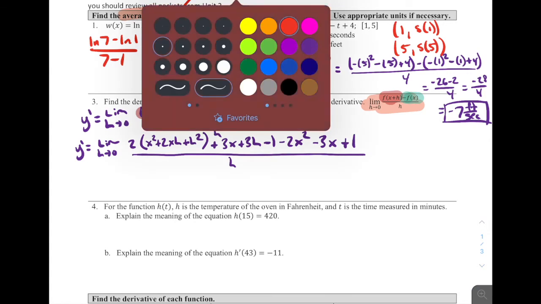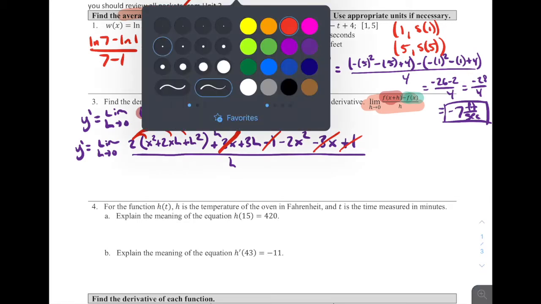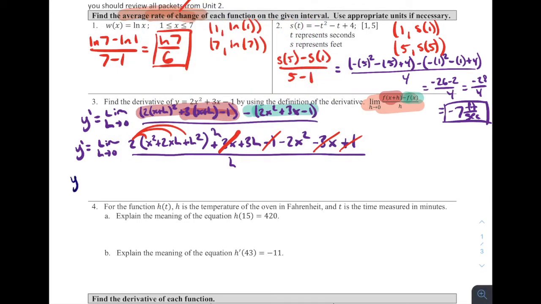We're going to want to next distribute this 2 to each of these terms. And we can also notice that some of the things are going to already cancel. We can see that this 3x is going to cancel with this negative 3x. We can see that this negative 1 is going to cancel with this positive 1. So what do we have in this next line? We've got y prime is equal to the limit as h approaches 0 of 2x squared plus 4xh plus 2h squared. We've still got a plus 3h and a minus 2x squared up in that numerator.